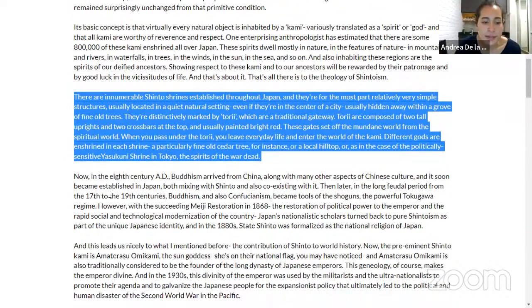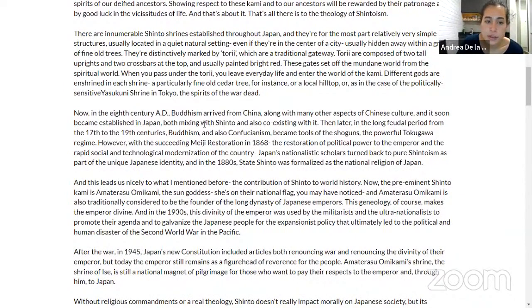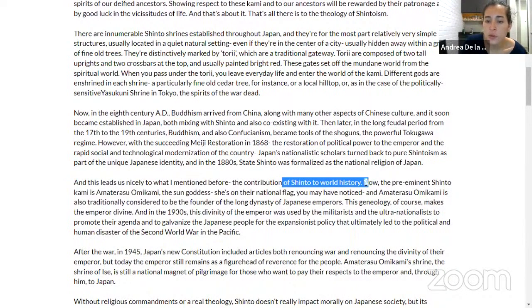Next thing is gonna be the same. This paragraph, next paragraph is same thing, a different idea. I think this one is about Buddhism. I think it's about how Buddhism influenced Shintoism, something like that, but it's about Buddhism. This is the contribution of Shinto to world history.